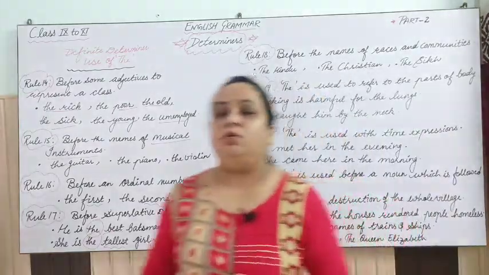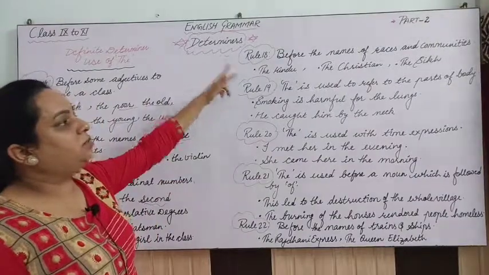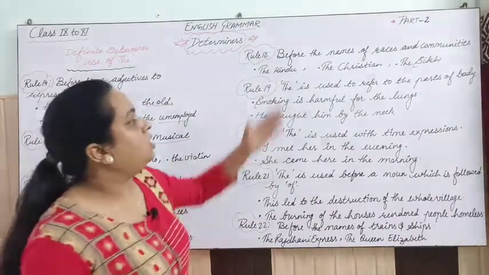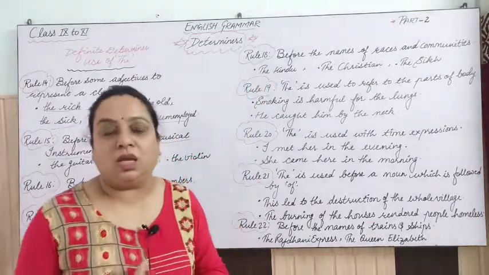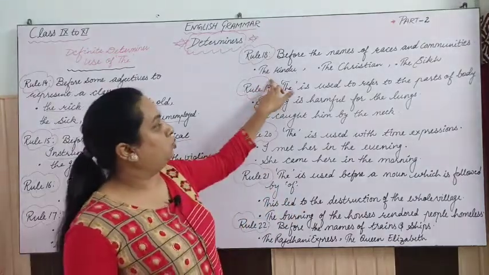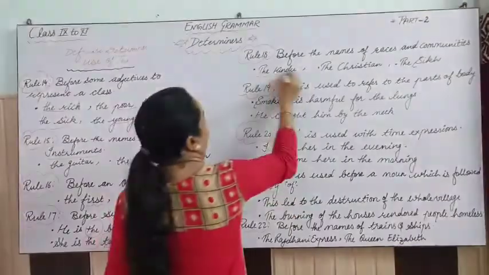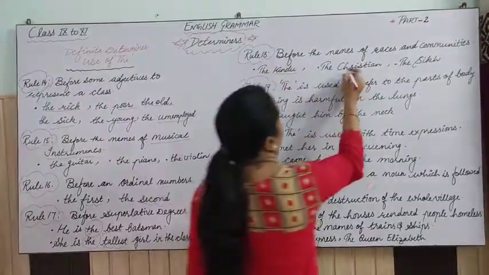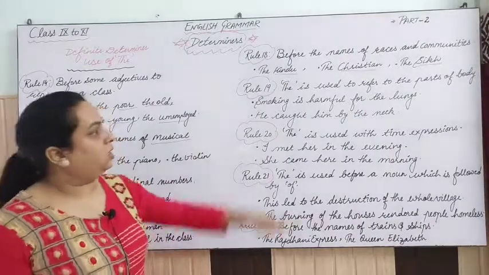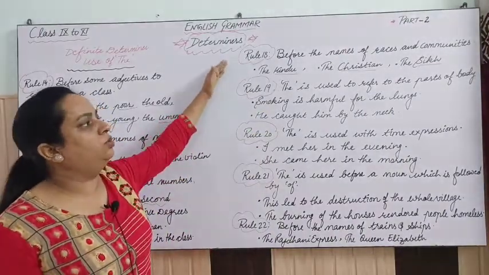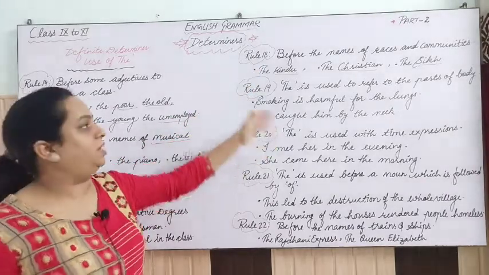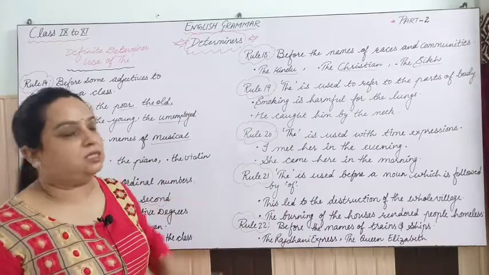Next, rule number 18 says before the names of the races and the communities. I'm not talking about a 100-meter race. I'm talking about the Hindus, Christians, Muslims, like this. So Hindu, this is a community. So the Hindu, the Christian, the Sikh, the Negroes, the whites, the blacks, like this. Before the names of the races and the communities, you have to attach the as a determiner.